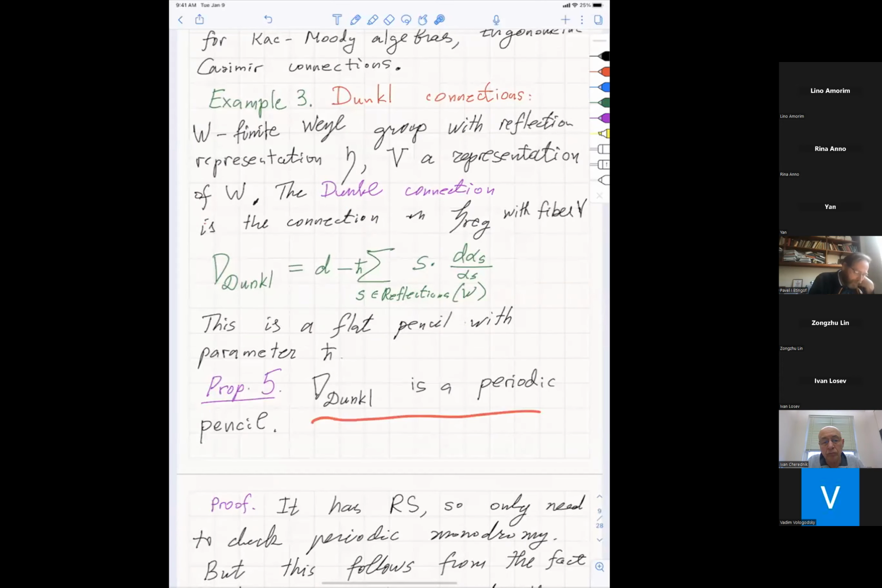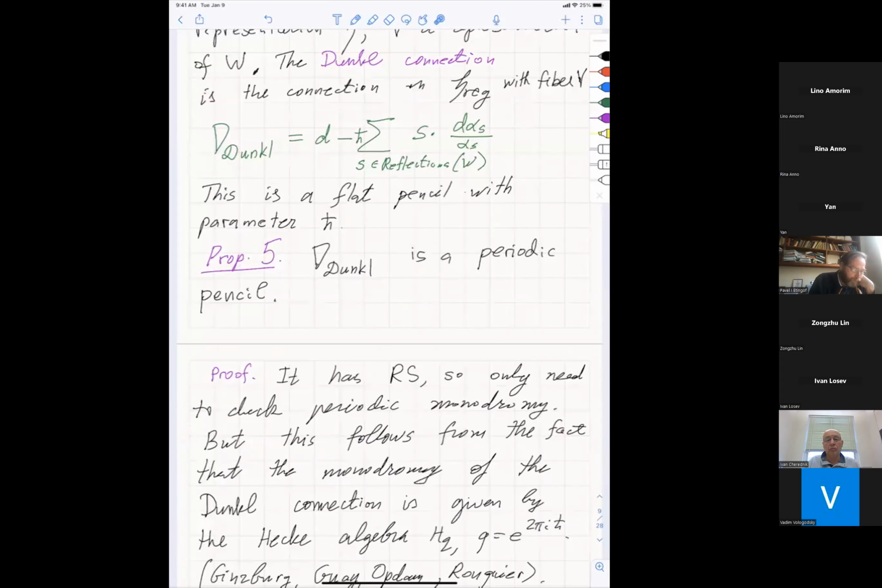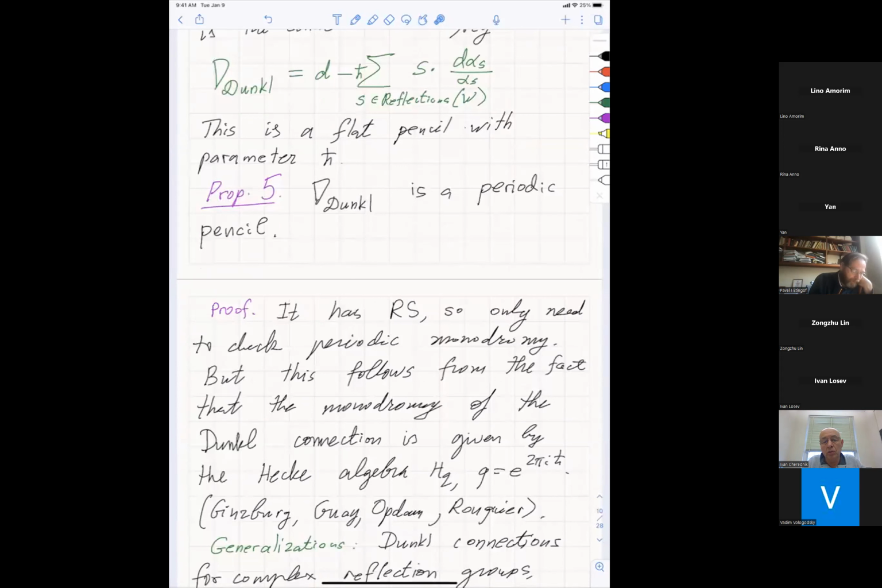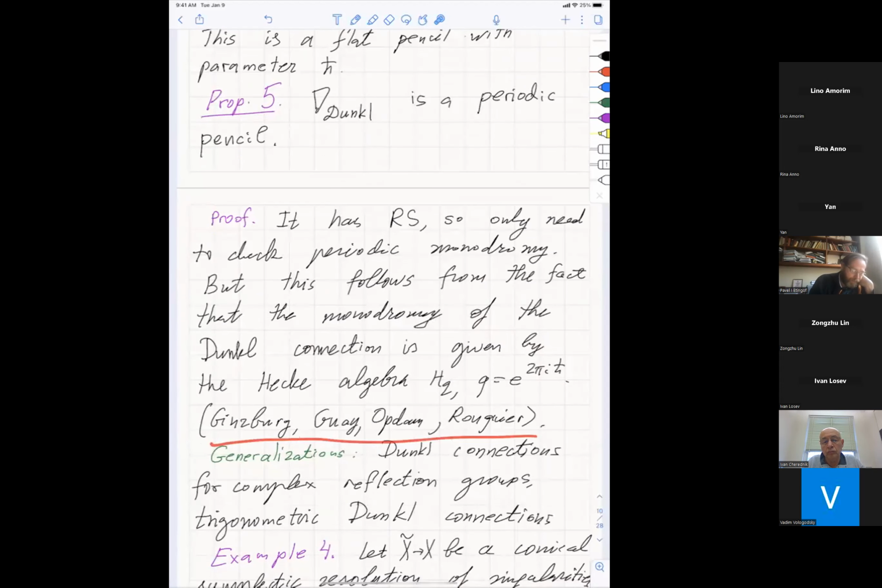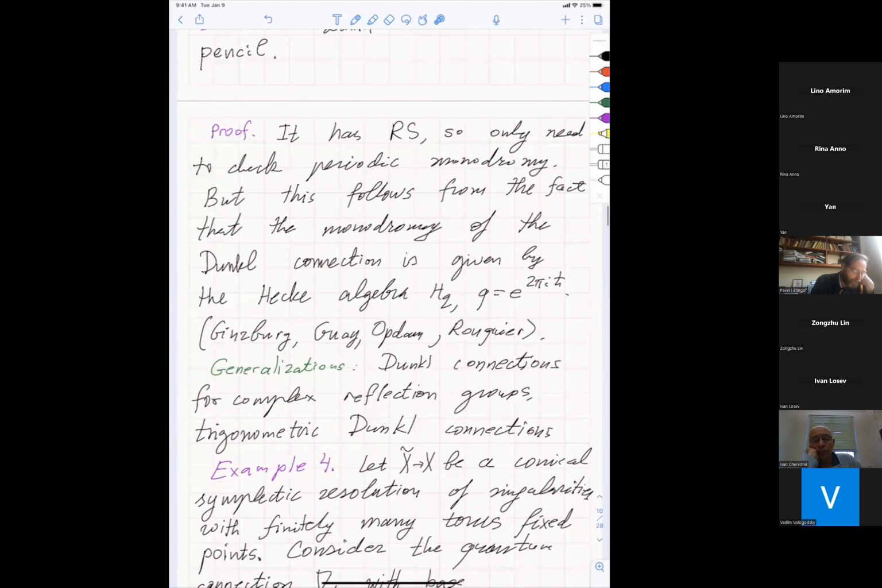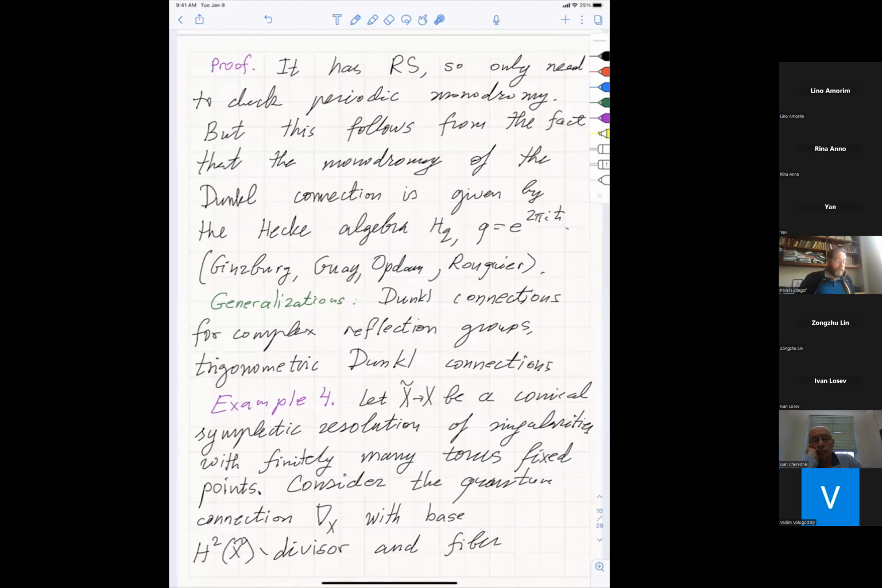Right. And so this is a periodic pencil, but in any case, there is a proof that is not based on this construction of shift operator, because again, it has regular singularities, and we know that the monodromy of the Dunkl connection is given by the Hecke algebra H_q, where q is e to the 2 pi i h. So this is a result of Ginzburg, Guay, Opdam, and Rouquier, the so-called KZ functor. And so this gives the proof. And one can generalize this. One can consider Dunkl connections for complex reflection groups or trigonometric Dunkl-Cherednik connections. And so these are also going to be periodic.